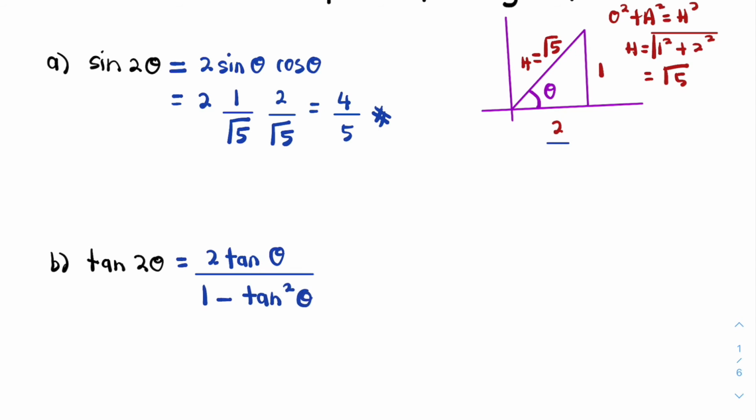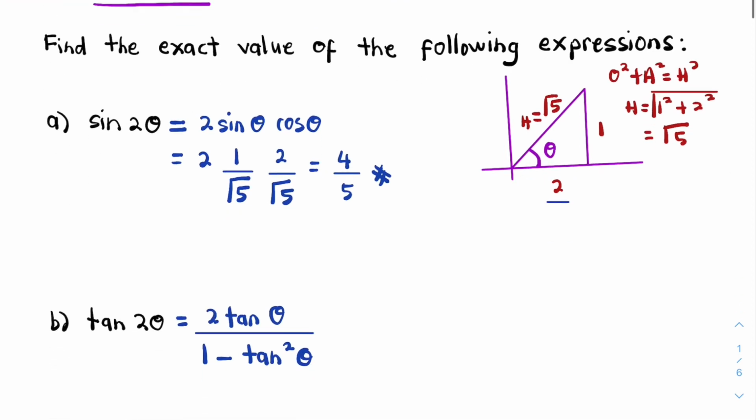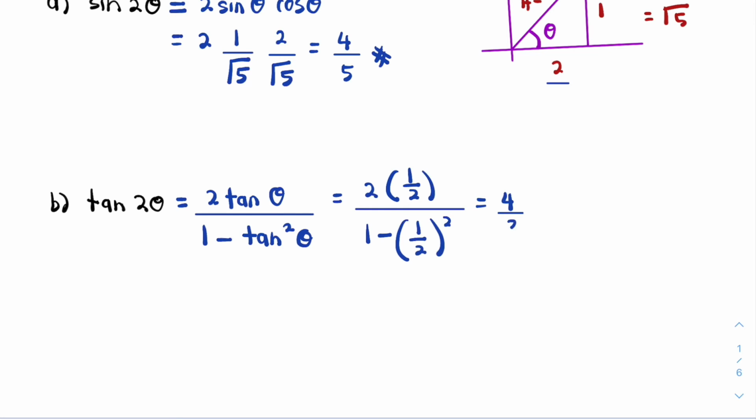Now, tangent is given in the question, tangent theta equivalent to half. Simply substitute. You don't have to look at the triangle. So over here, you just substitute: 2 multiplied by half, over 1 minus tangent squared, which would be half squared. And then calculate. Alright, use your calculator. You will have 4 over 3. Your final answer. Easy? Easy. Alright.